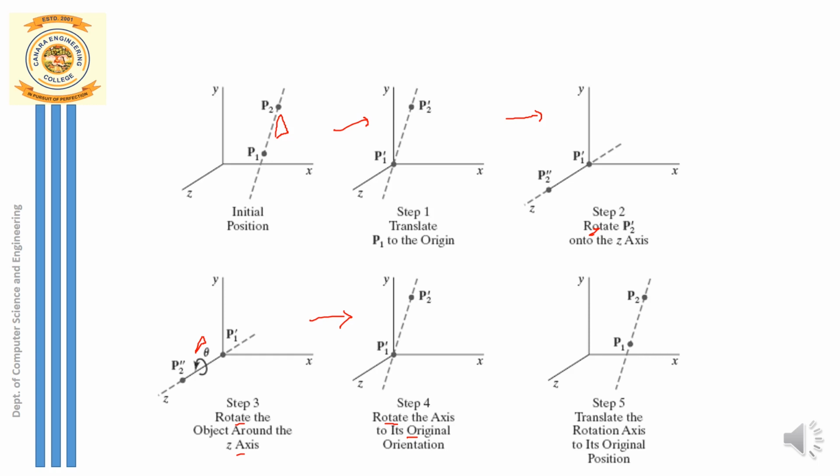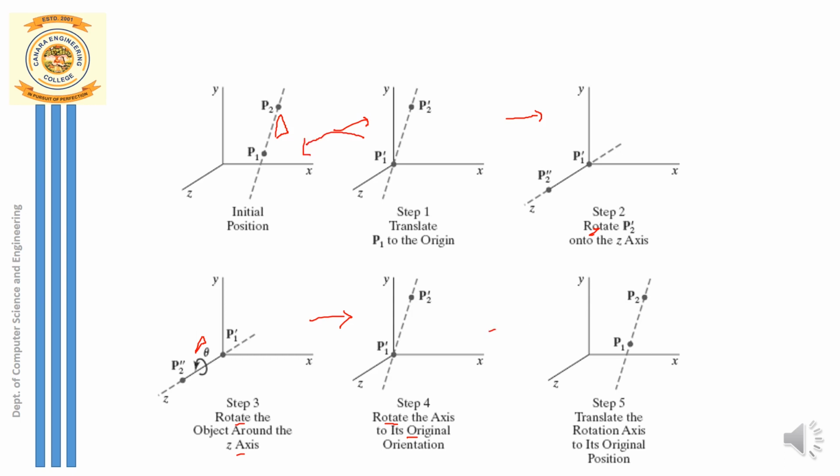See, P1 dash is still at the origin. The only thing you have done is undo the alignment. P2 dash has moved back to its original orientation, but this is still not our original position. So what am I supposed to do? You have to now translate it back to the original position. Both are same to same. After undoing the alignment, I have to get back to the original position. So how do we get back to the original position?